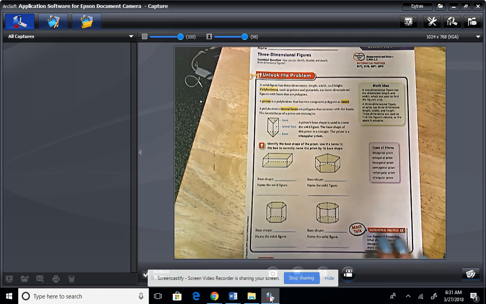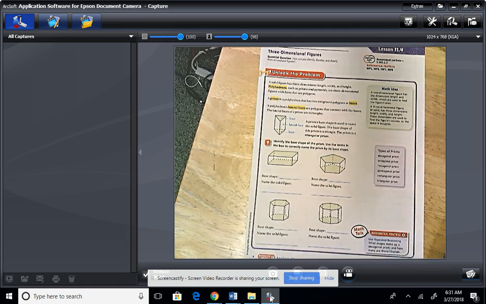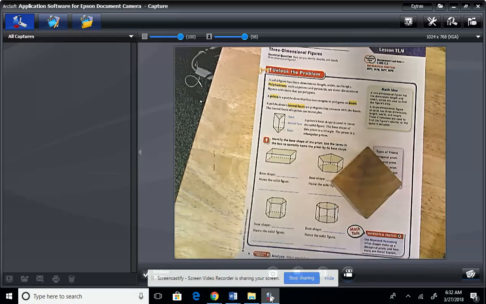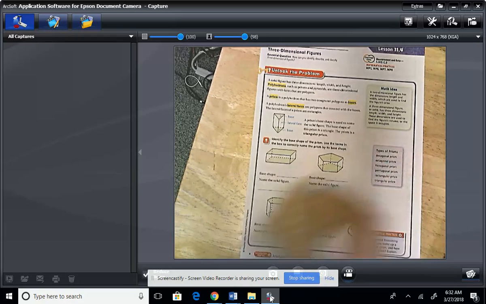All right, guys, we're going to do three-dimensional figures. Please go get the box that says GeoBlocks. Inside, it will have the GeoBlocks that we're going to be working with today.